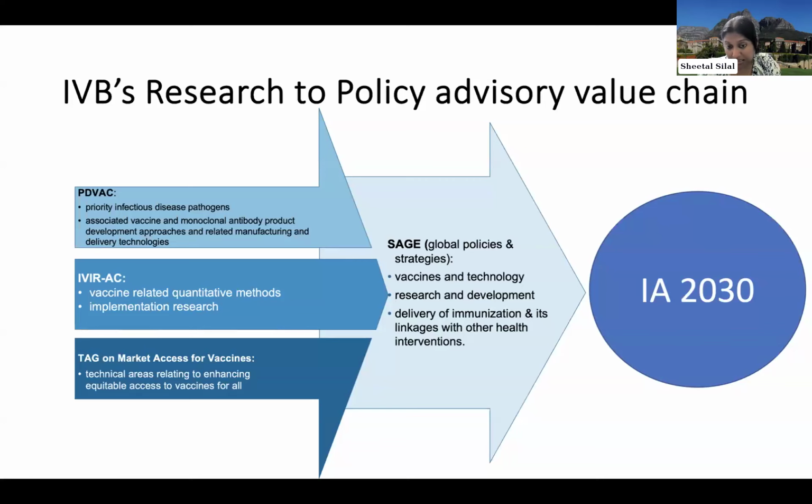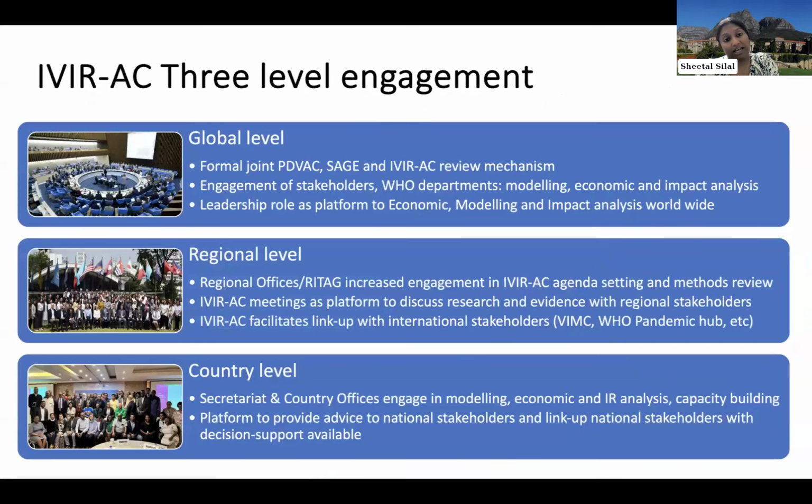Now, where that affects us today in the presentation is that IVARAC has 3 levels of engagement. The first level of engagement, as you can see from the picture, is very much at the global level, where we are providing advice to SAGE and reviewing information and evidence that will come through to SAGE. But IVARAC also engages with stakeholders and across WHO departments, and reviews global analyses in modeling, economic, and other impact analysis.